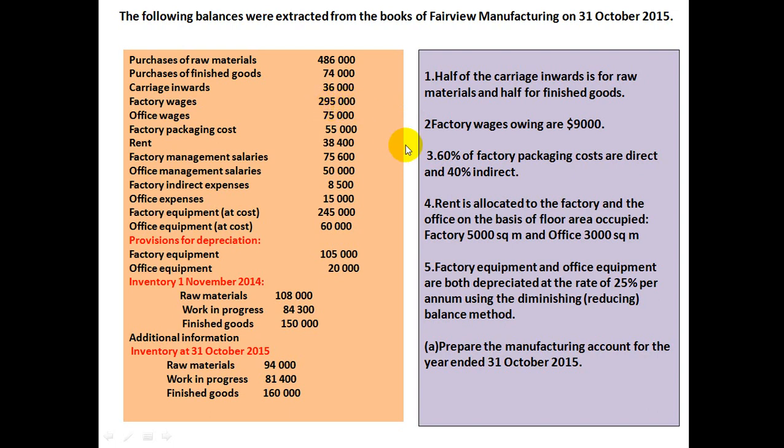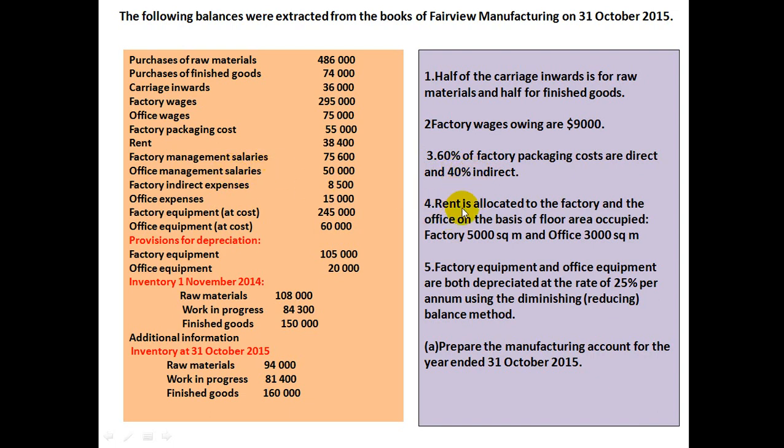Third point is 60% of factory packaging cost are direct and 40% are indirect. So out of this factory packaging cost, 60% will be taken to the factory cost of goods manufactured, and remaining 40% will be taken as indirect and will be taken in the FOH portion, that is factory overhead portion.